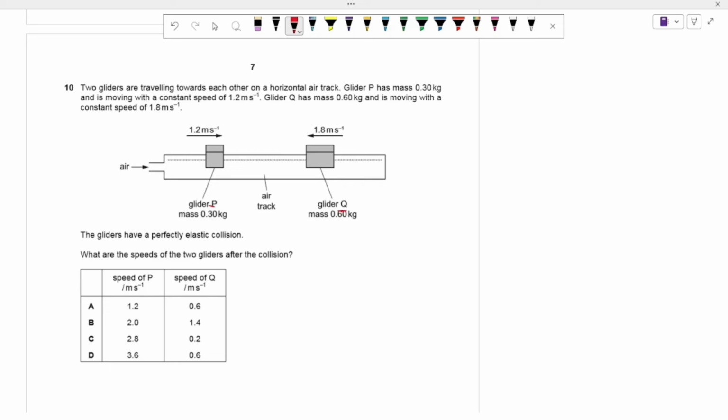There are two methods. You can either find the momentum before the collision, and then using these masses, you can try to prove that the momentum before collision is going to be equal to the momentum after collision. Okay, first method.